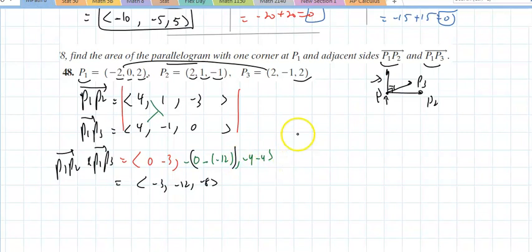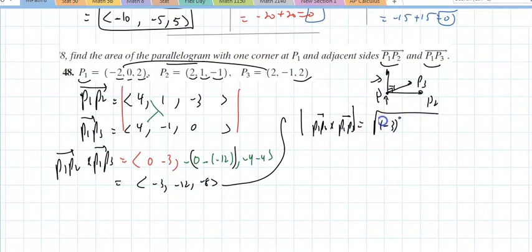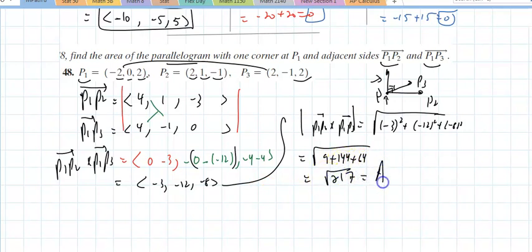And if I find the magnitude of P1P2 crossed with P1P3, that would be the square root of negative 3 squared plus a negative 12 squared plus a negative 8 squared. That would be the square root of 9 plus 144 plus 64. That would be the square root of 217, which is the area of this parallelogram that it encloses. And if they want the area of the triangle that the two vectors enclose, you just take half of that.